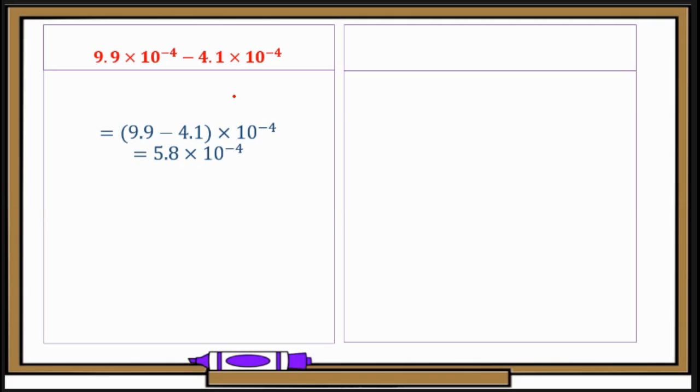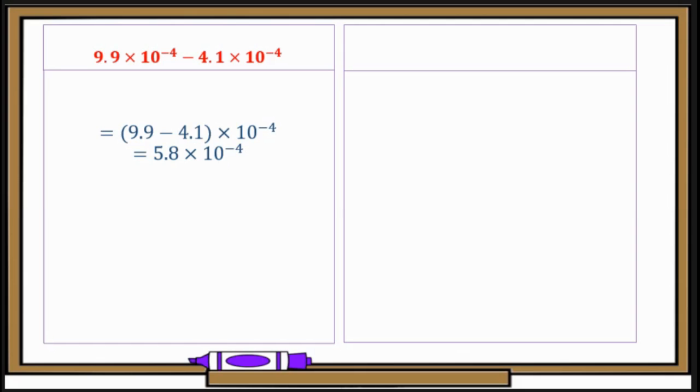Let's have another example. Okay, this is for subtraction. We are going to follow the same rule. If you have the same exponents, just perform subtraction on the values for a. We have 9.9 and 4.1. So 9.9 minus 4.1 times 10 raised to the power of negative 4. That is 5.8 times 10 raised to the power of negative 4. Okay? Let's look at another example.